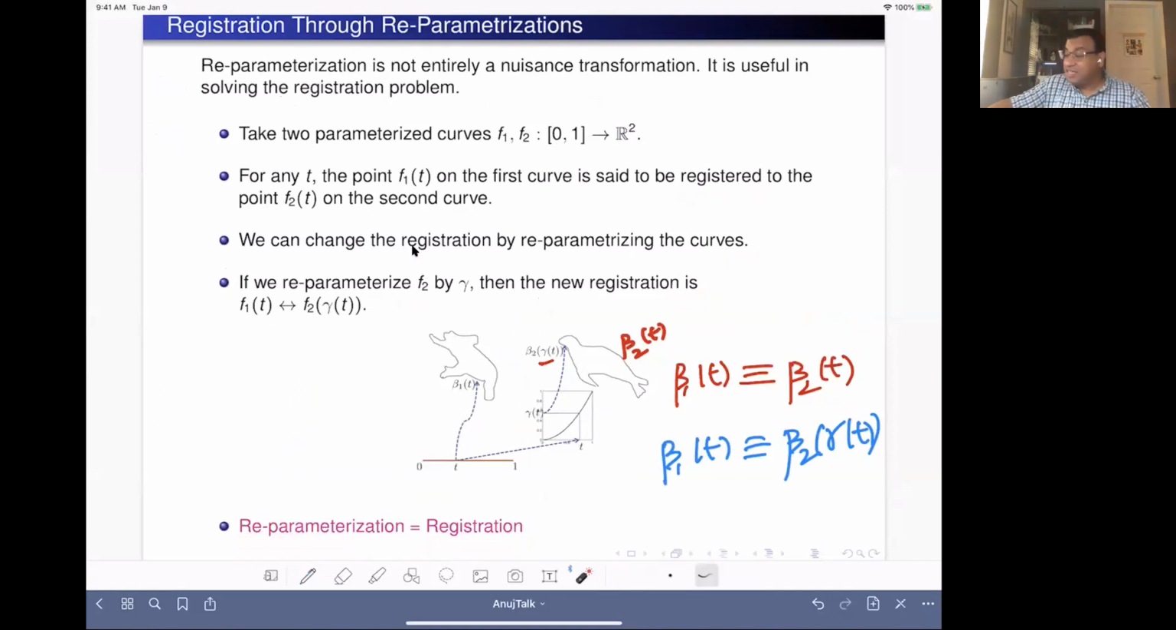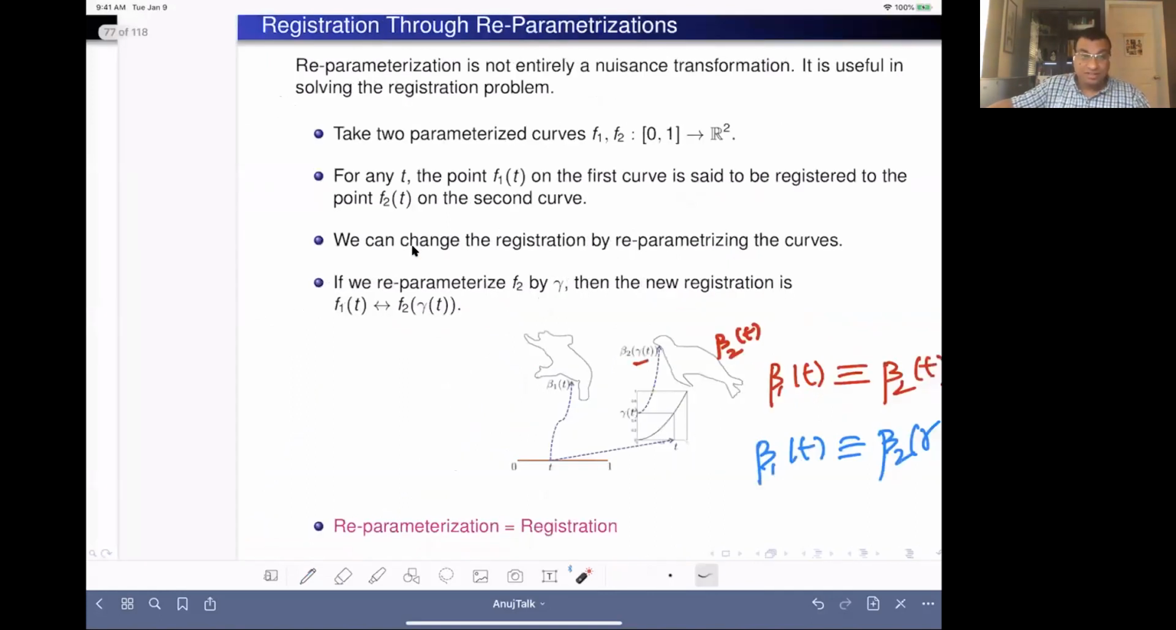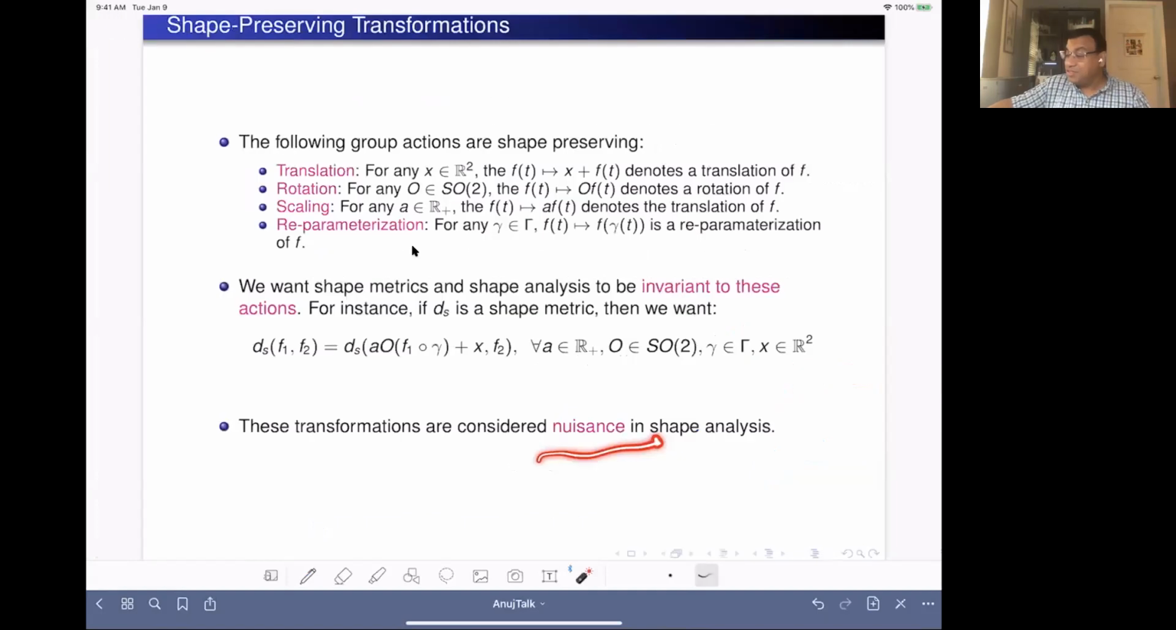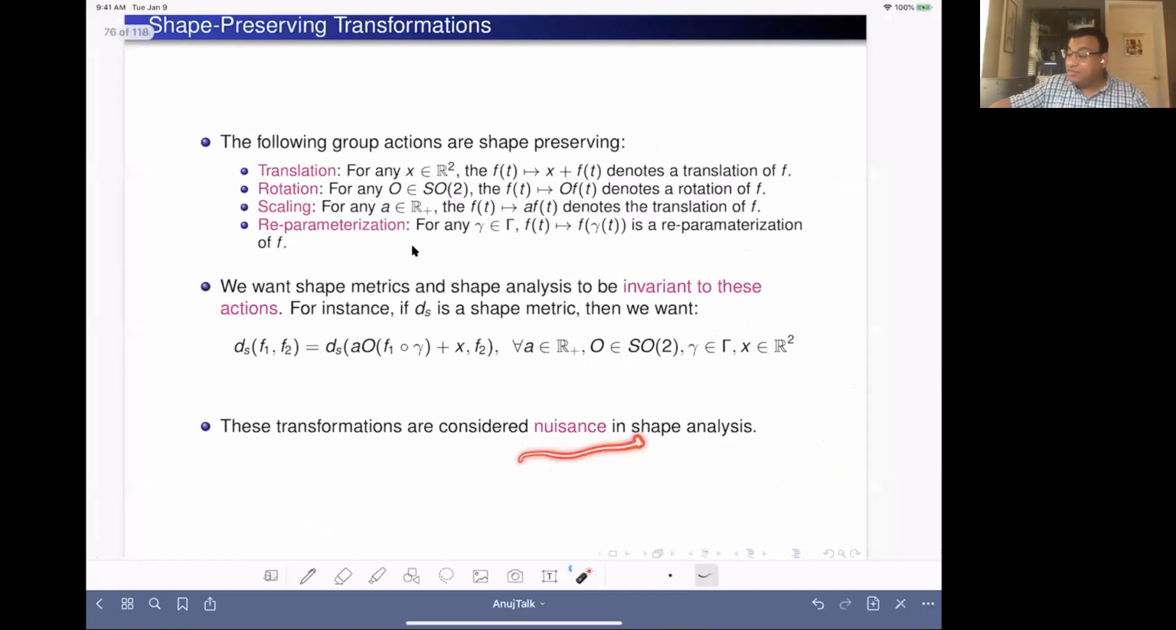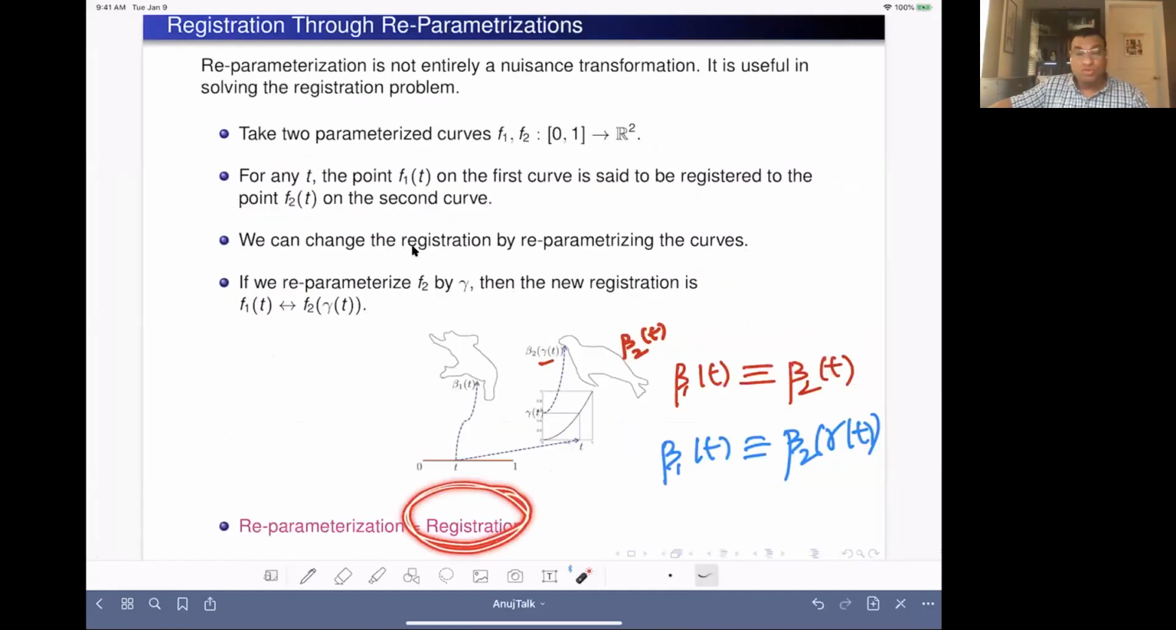gamma, which I called earlier reparameterization, it becomes a registration tool. So it was a nuisance earlier on. I need to get rid of it because it preserves the shape. But instead of getting rid of it and forgetting about it, I actually use it as a tool for doing the registration. How do we do that?